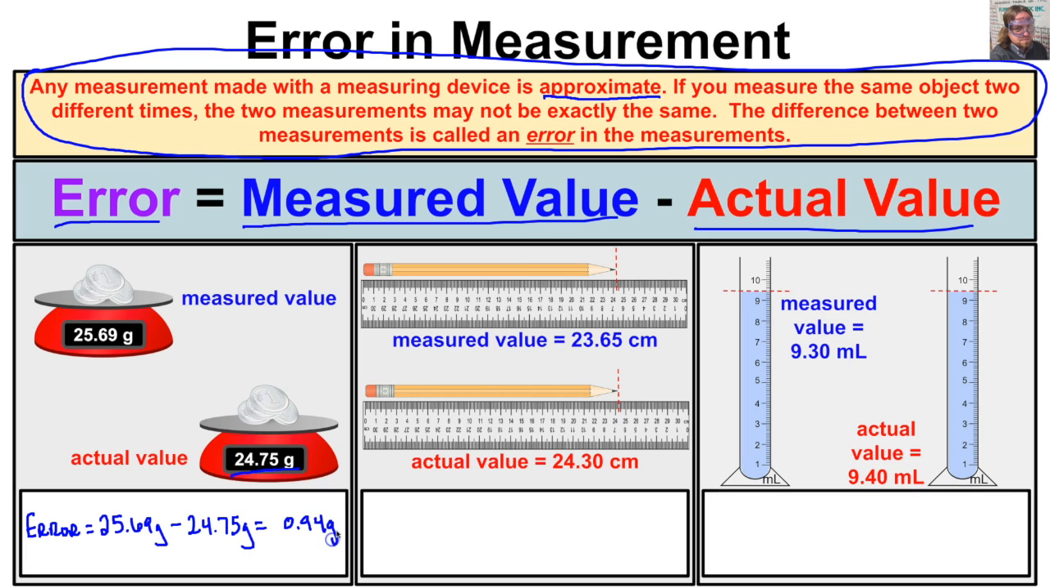0.94 grams. And typically when we're measuring error, we're going to use either a positive sign or a negative sign. So right here, our error is a positive 0.94 grams. This means when we took this measurement, we ended up with 0.94 grams more than what we should have gotten. Our error is positive 0.94.